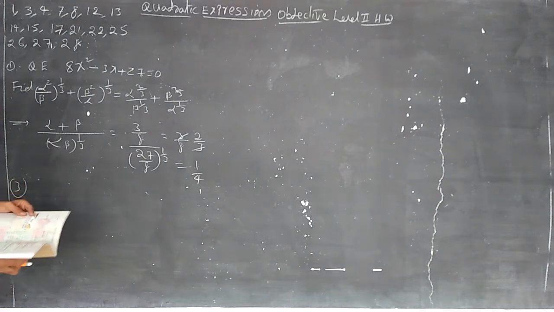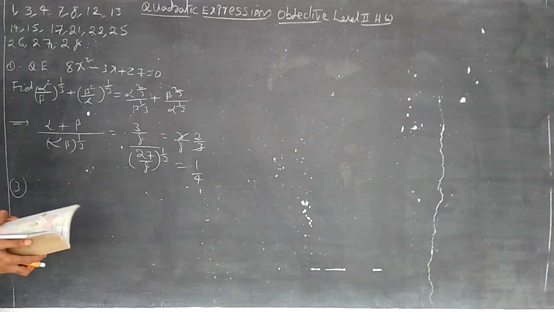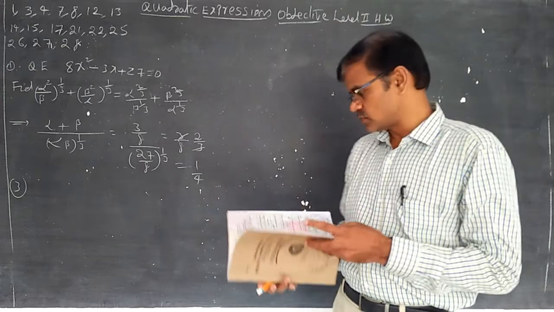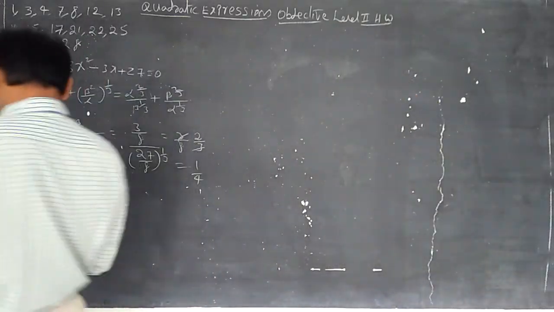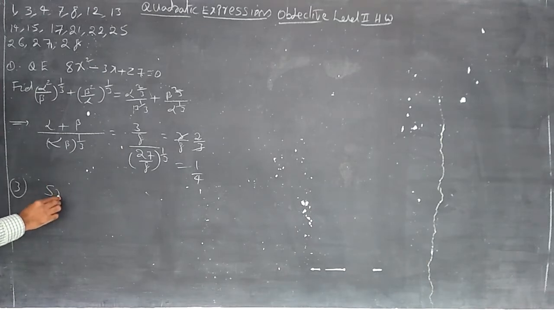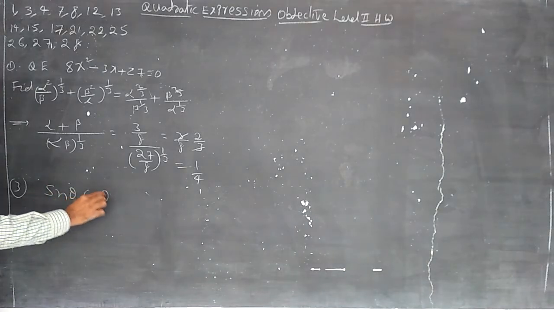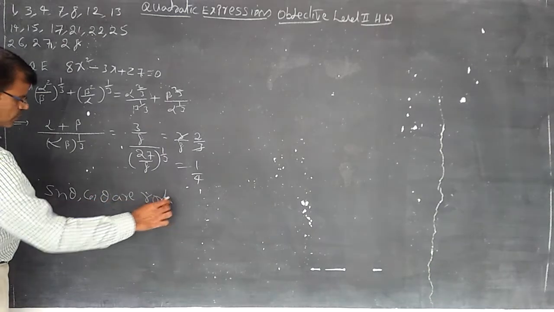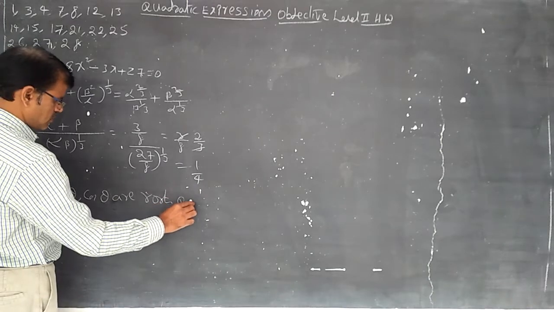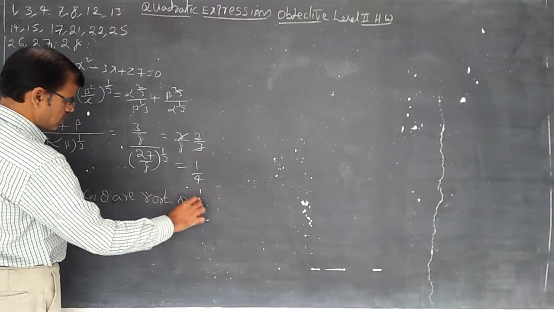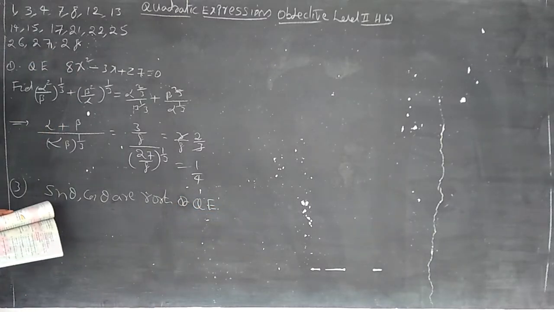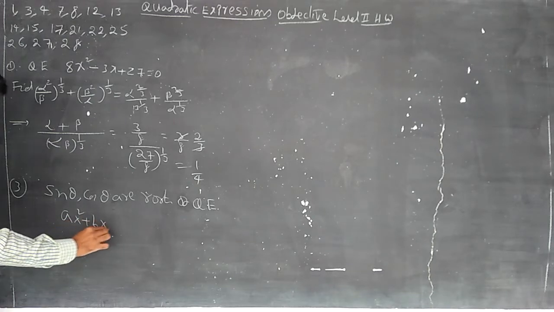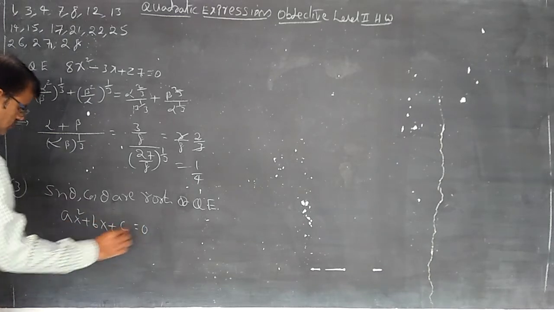Third one, an important concept. Sin theta, cos theta are the roots of the quadratic equation ax square plus bx plus c equal to 0. Then what is the condition? I think in trigonometry also we got such an equation. Sin theta and cos theta are roots of the quadratic equation ax square plus bx plus c equal to 0.